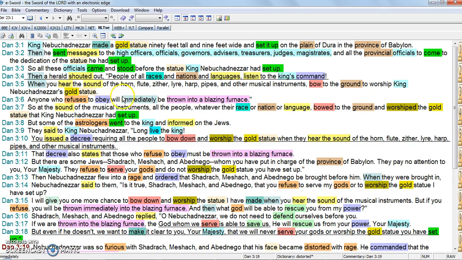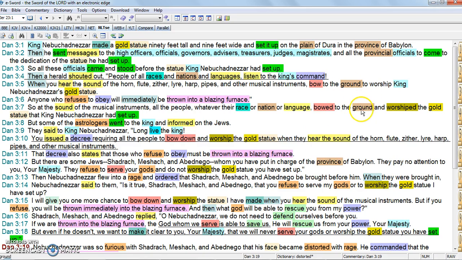Then we see the word immediately. Now we're drawn back to command and immediately. So the king wants everybody to immediately bow down, or in this case to obey, or immediately be thrown into the blazing furnace. So here's a quick decision. You've got to make a quick decision. Now another set of keywords that we start seeing is bow, bow down, serve, serves. These are repeated throughout this one.